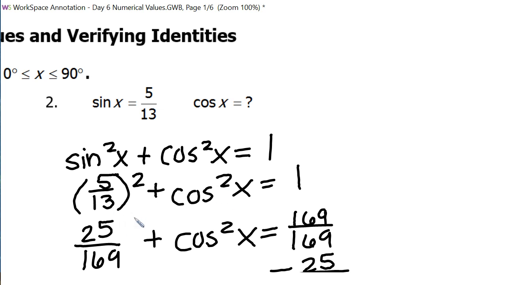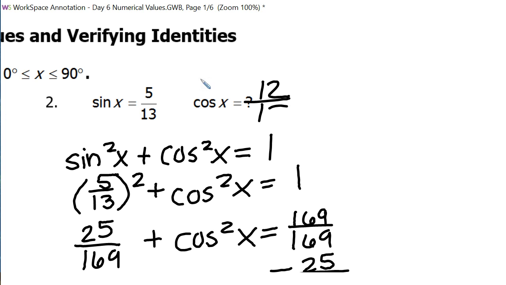So that gives me cosine squared of X equals, what is 169 minus 25? 144 out of 169. Cosine is squared, so we want just cosine, so take the square root. And that would give us the cosine of X is equal to, and what's the square root of 144 over 169? 12/13. So the cosine of X is 12 out of 13. Now that was the long way to do it.